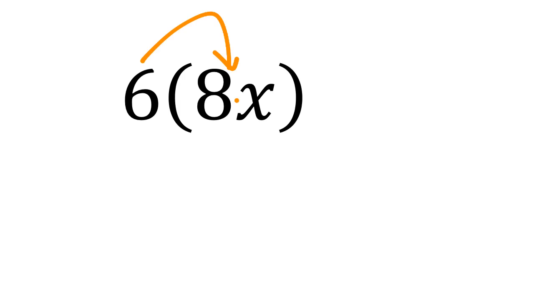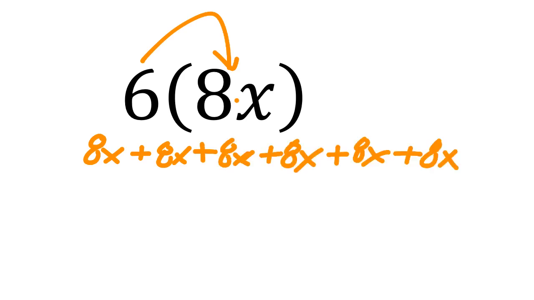Now, not that you'd have to, but if you were to rewrite this as an addition problem, it'd be like 8x added to itself 6 times, right? 6 8x's added together. Well, these are all like terms with x's, and then you do 8 plus 8 plus 8 plus 8 plus 8 plus 8, which is 48. Well, you could have just done 6 times 8, which is 48, and then just kept the x.